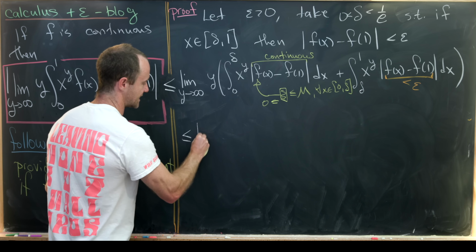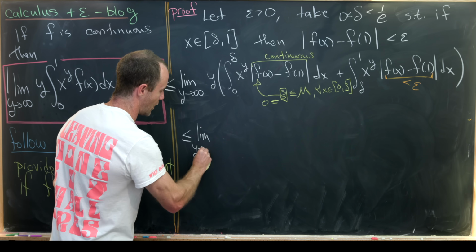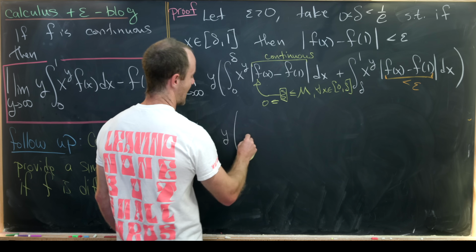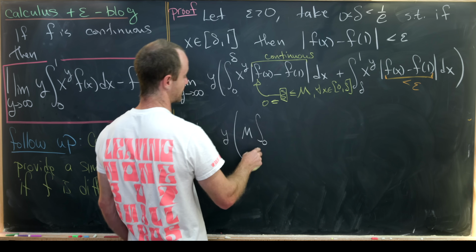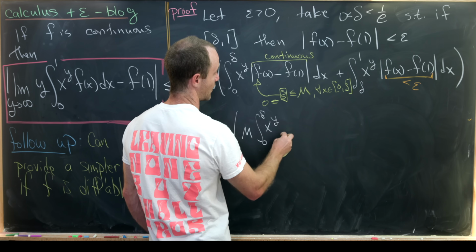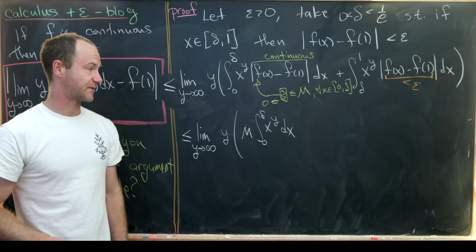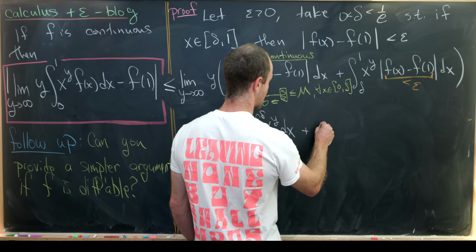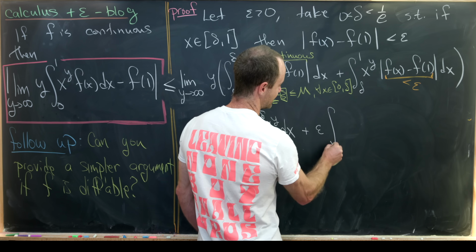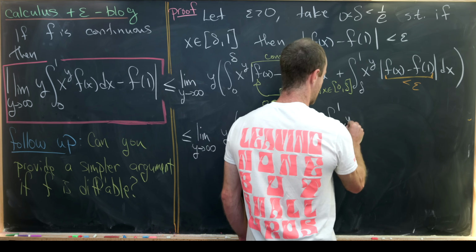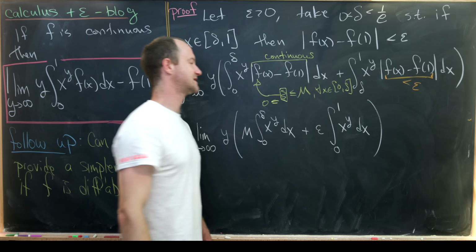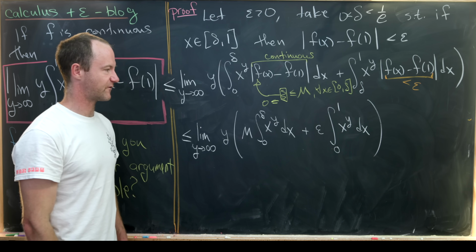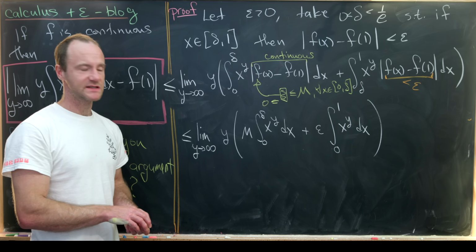So our whole thing is less than or equal to, again, we have the limit as y goes to infinity. And then we'll have y times, so we'll have m times the integral from 0 to delta of x to the y dx from this first one. And then from this second one, we'll have plus, and I'm going to do a bit of a trick here. I'll bring the epsilon out, and then I'll have the integral from 0 to 1 of x to the y dx. So I replaced that delta with a 0, but that's just going to have the effect of pushing our inequality further in the correct direction. And now let's see where we can go from here.